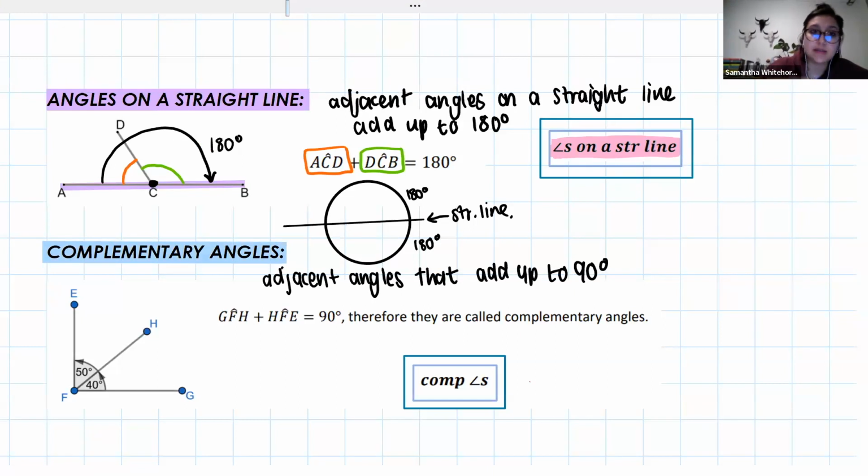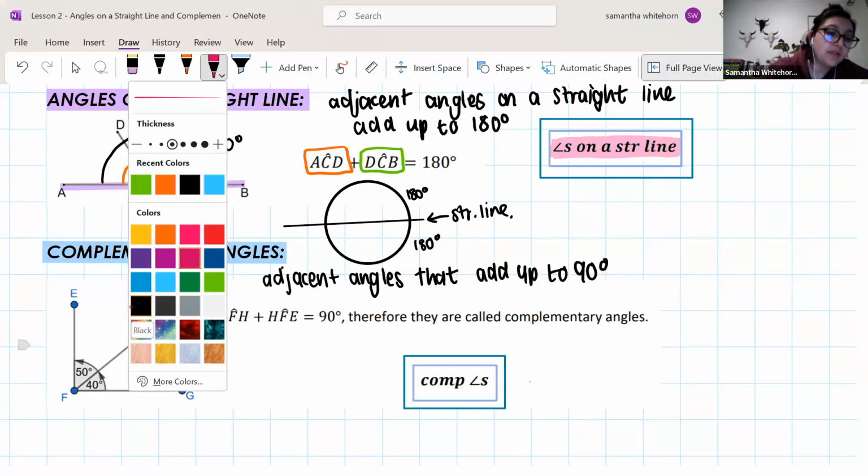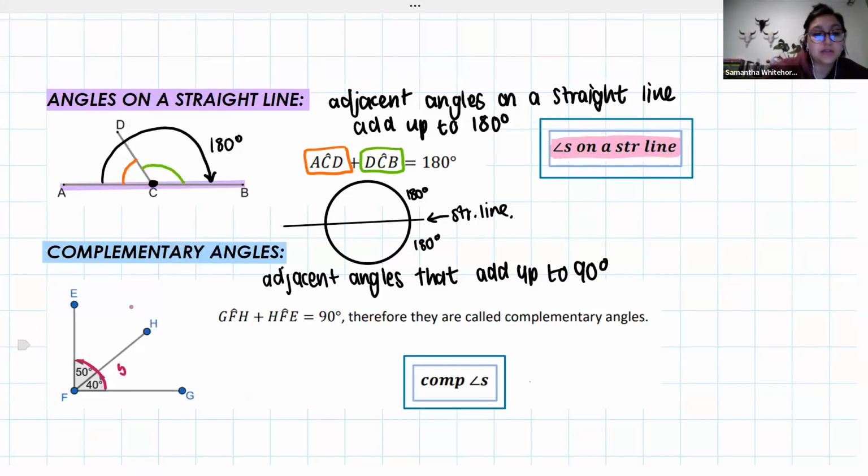All right, so if we go to our diagram, what we can see here is that we've got an angle of 50 degrees and an angle of 40 degrees. If we added those two together, we get 90. They are adjacent angles. They have a common vertex. They're next to each other. And so what we could actually do here is we could use that square in order to represent that we have a right angle or a 90-degree angle. So complementary angles, guys, are angles that add up to 90 degrees.